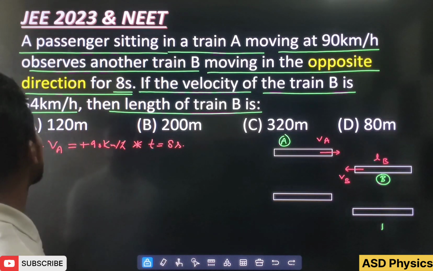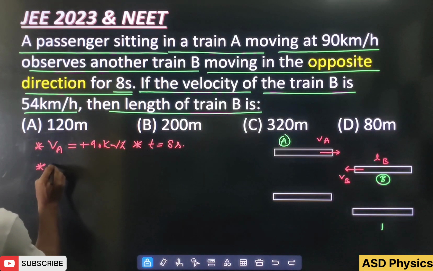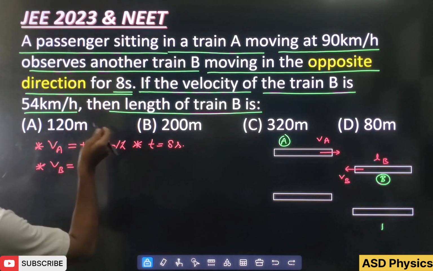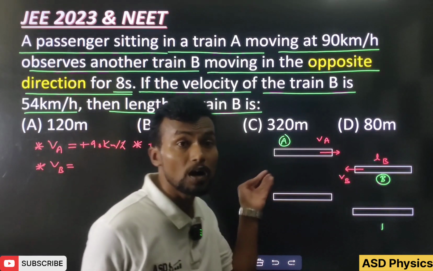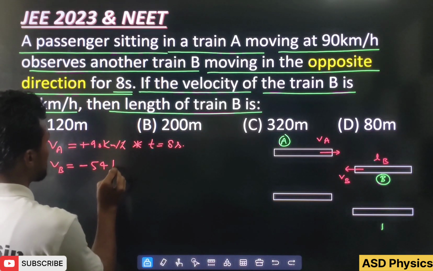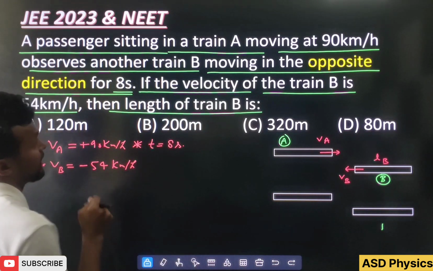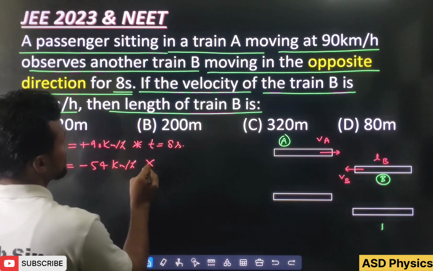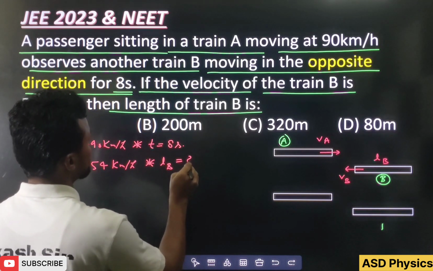If the velocity of train B is, okay, how much is given? 54, but in which direction? Opposite direction. So which sign? Minus sign. So minus 54 km per hour. So students, they are asking the length of train B.